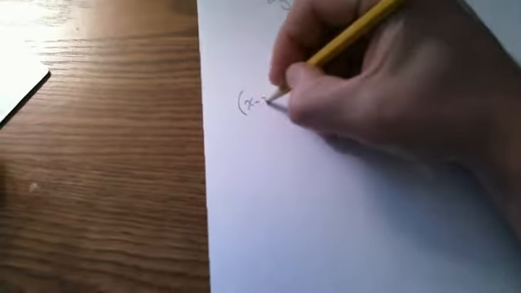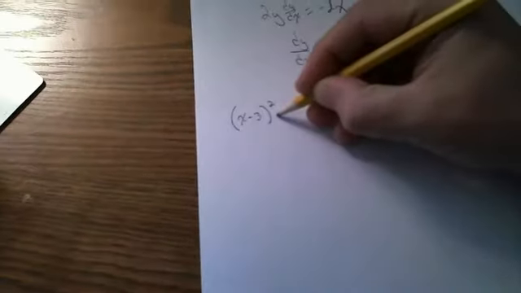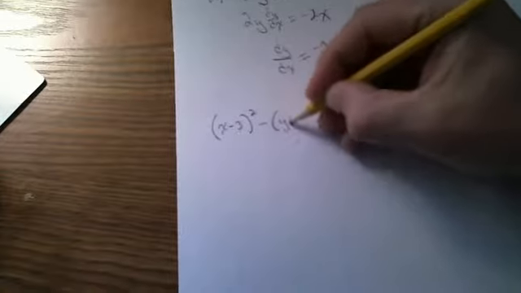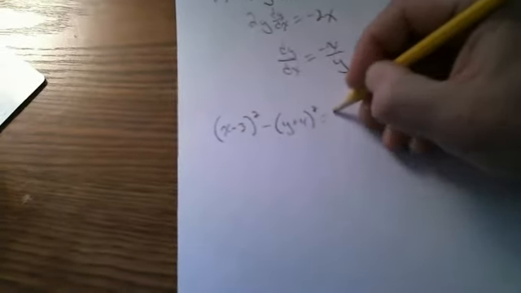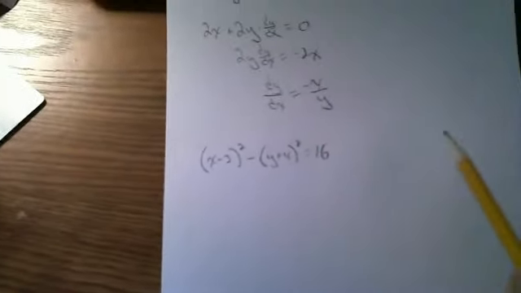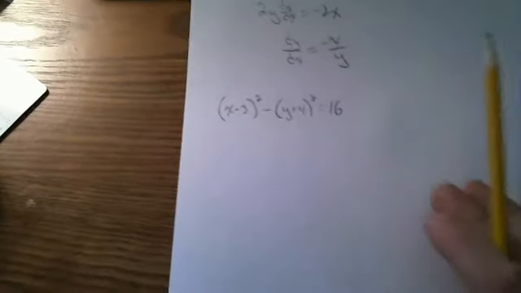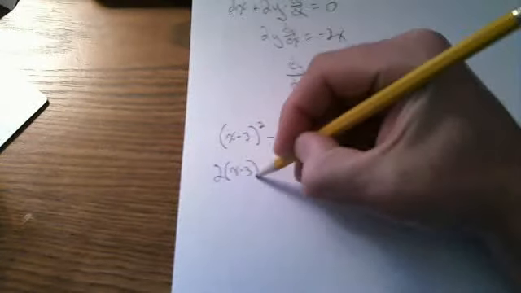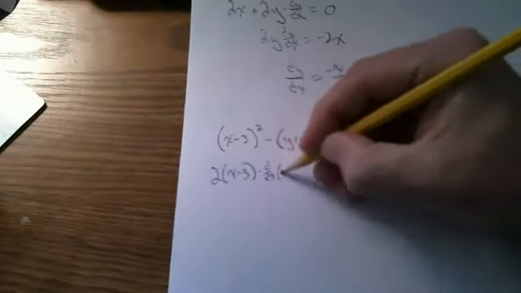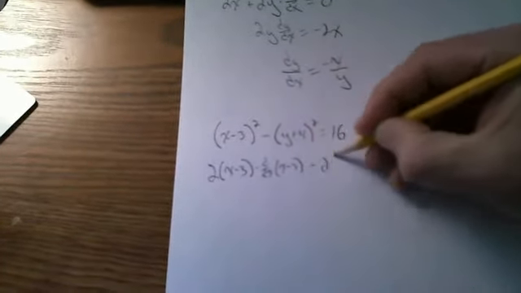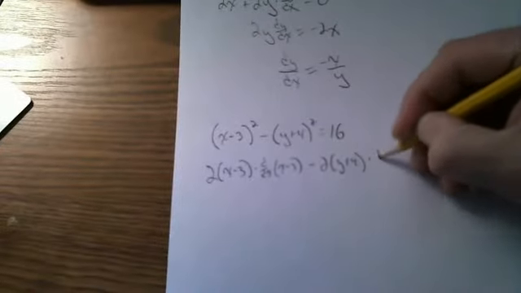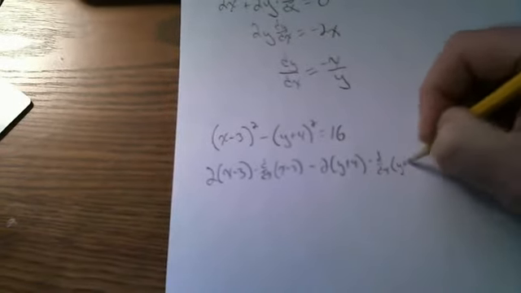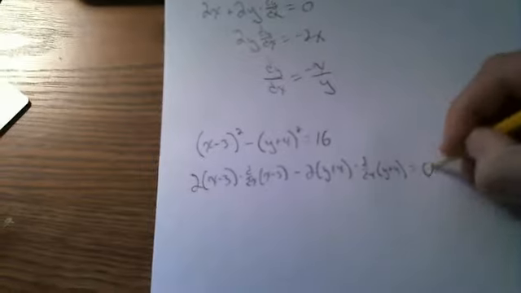So if we had something that's not centered on the origin, like x minus 3 squared minus y plus 4 squared equals 16. Now this is the equation of a hyperbola. Not that that's important, but it's nice to recognize. We could take the derivative of this using the chain rule. 2 times x minus 3 times derivative of x minus 3 minus 2 times y plus 4 times the derivative of y plus 4 equals 0.